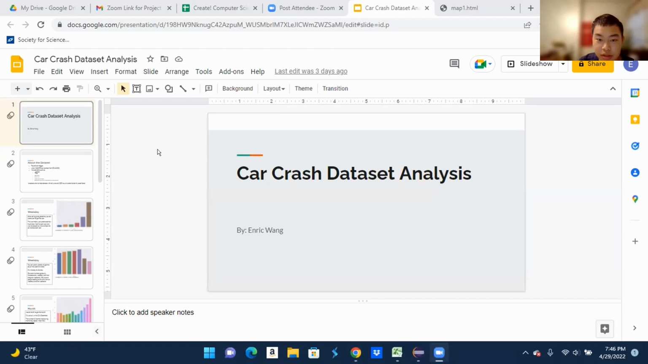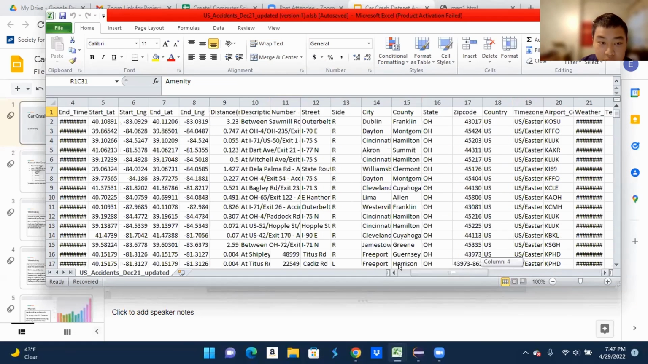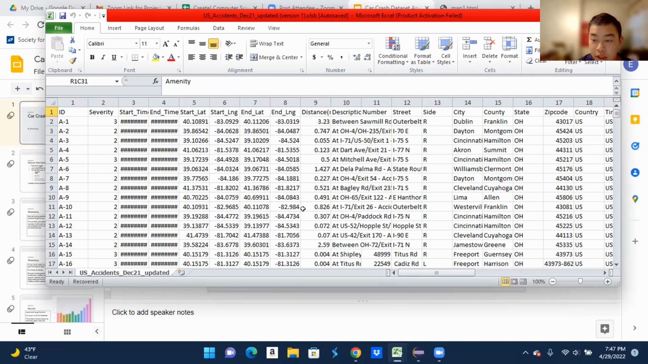My project was based on this data set that I found on Kaggle for car crashes. And if you guys want to see, this is the entire data set, but then I also split it up into several smaller portions. For example, like just 2021 or just 2016, just to make this data set a little bit smaller because I'm pretty sure this whole thing is over a million rows long.